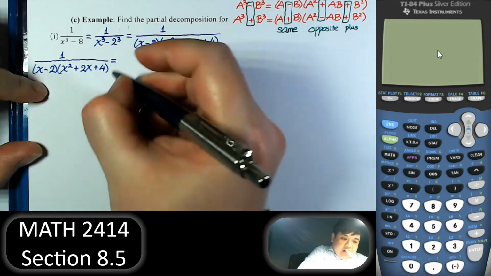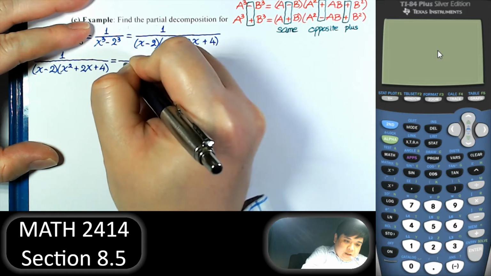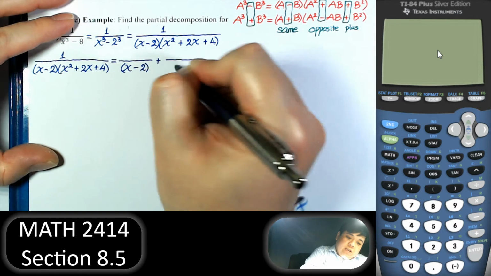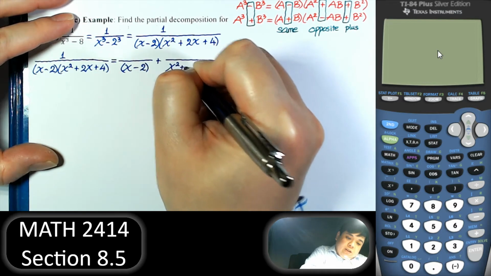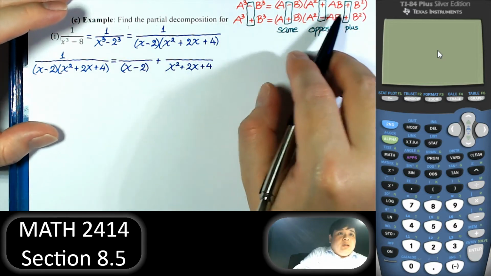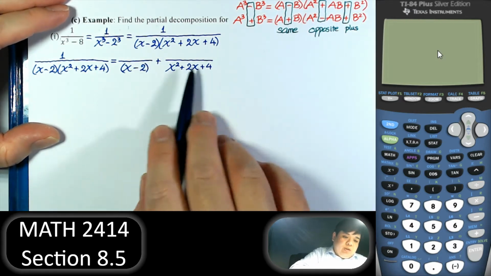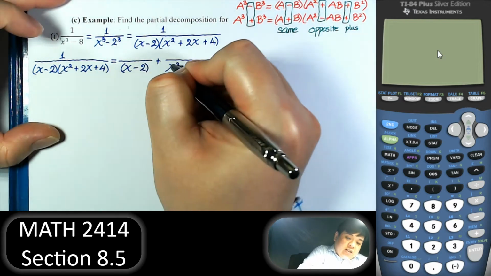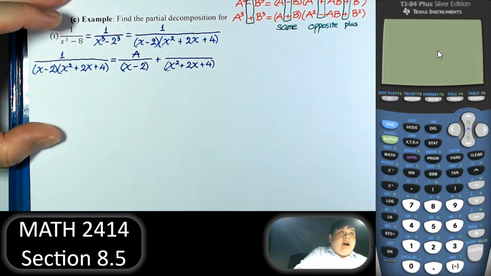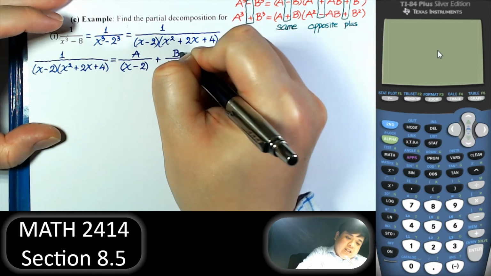Now, there's a linear factor and there's a quadratic factor. When we do the difference or the sum of two cubes, the quadratic factor cannot be factored anymore. For the linear factor, the top is going to be a constant. For the quadratic, the top is 1 degree less.